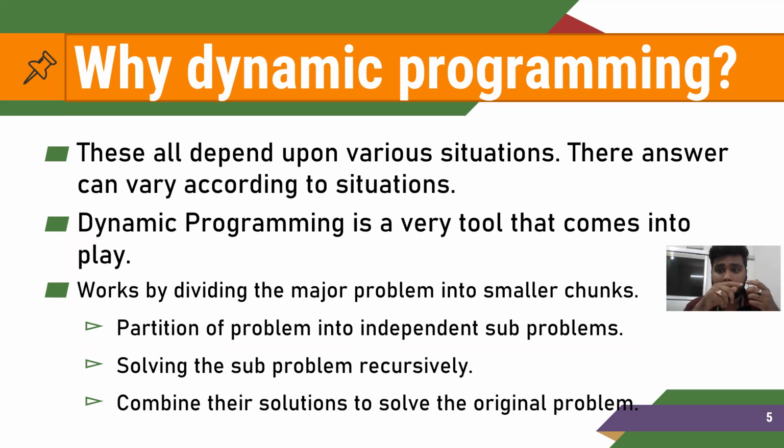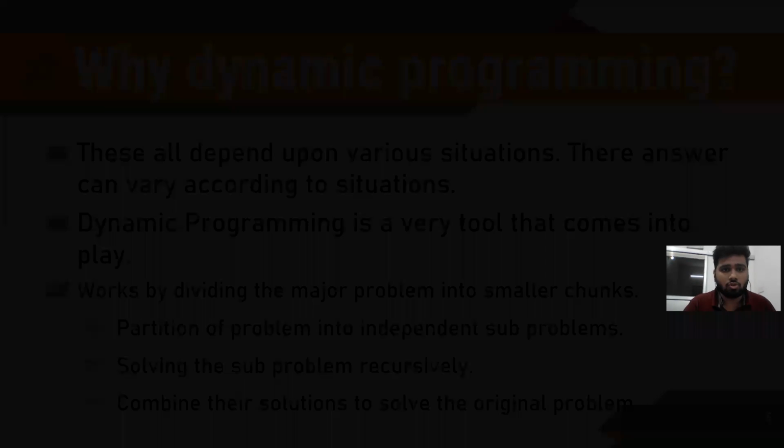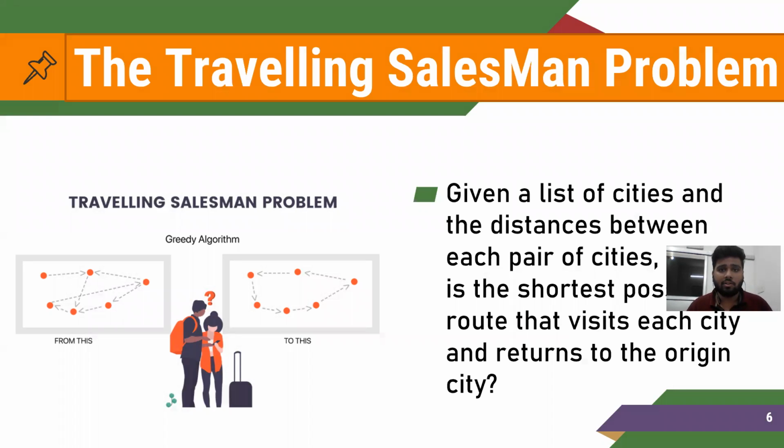So dynamic programming is used when the sub problems are not independent, that is when they share the same sub problem with each other. So now we are going to discuss its most famous application.